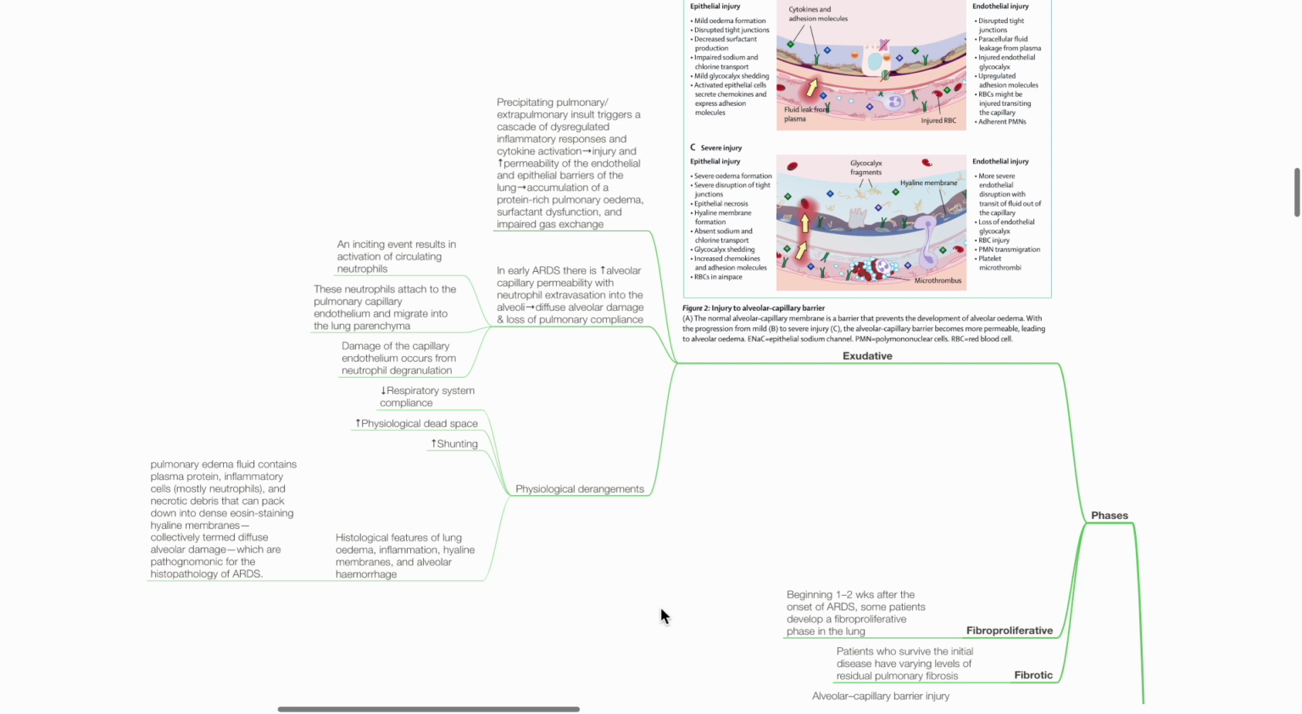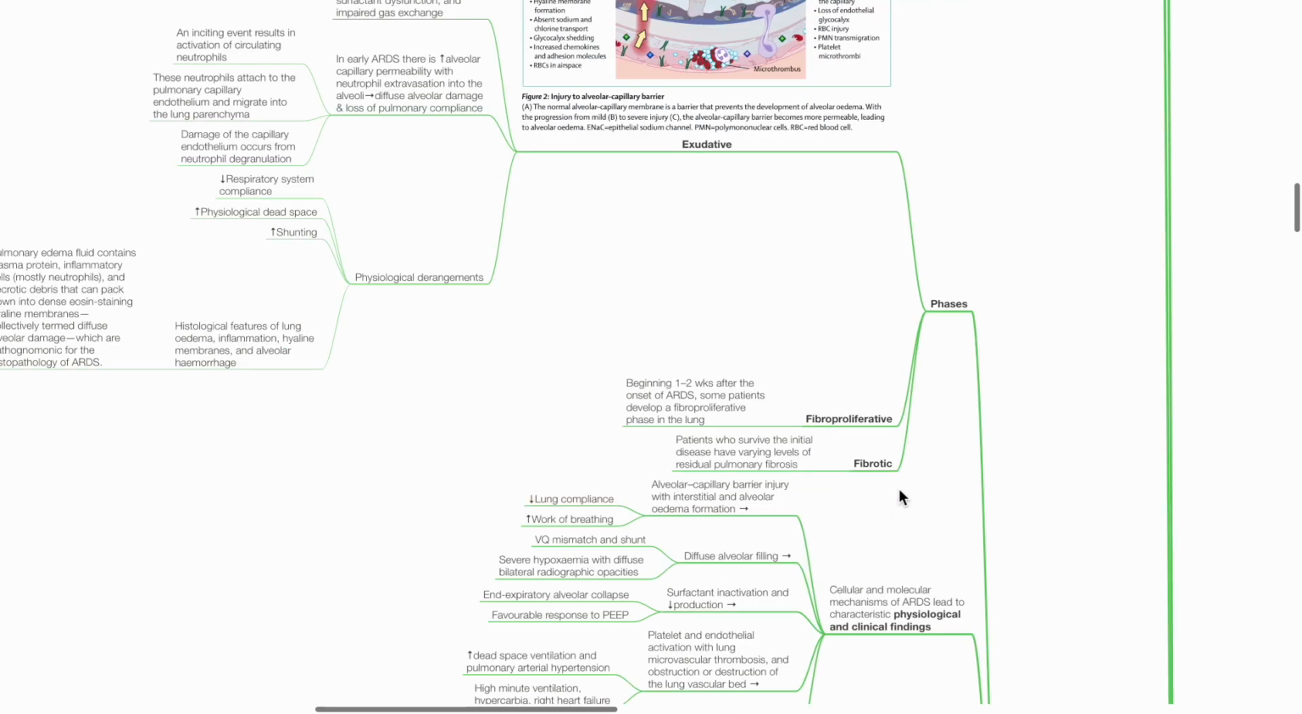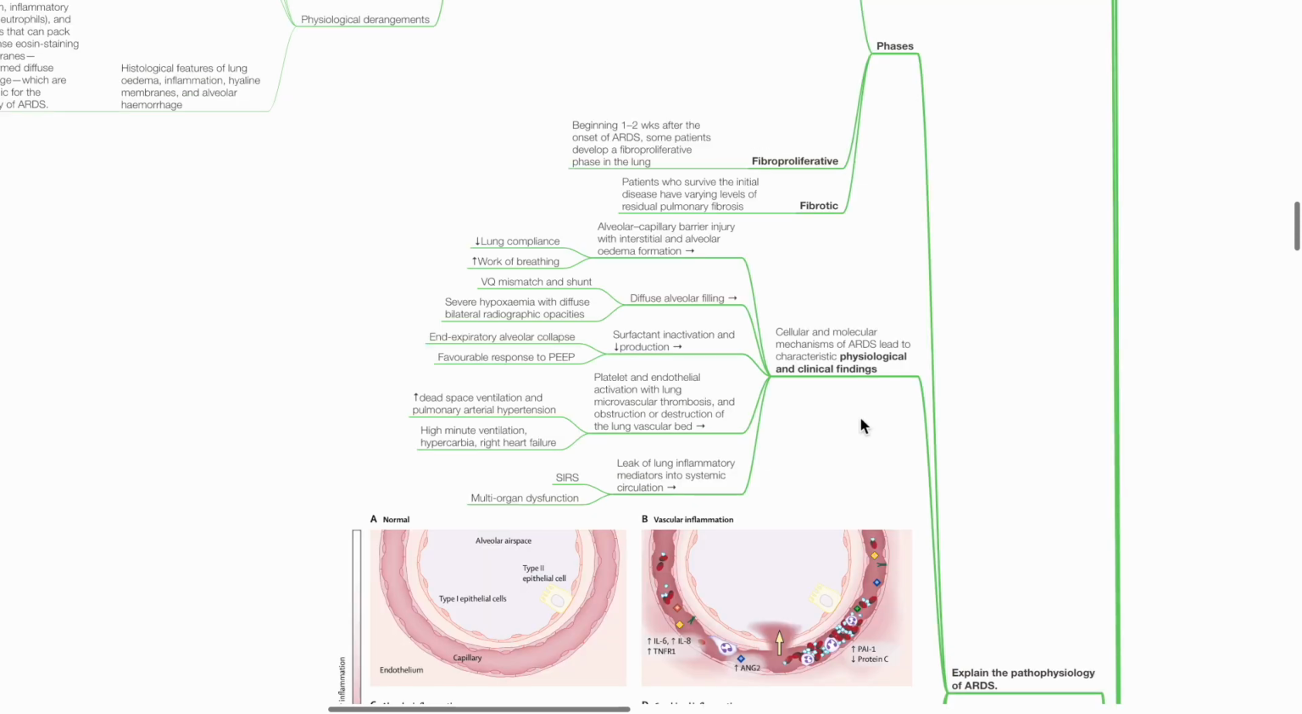The fibroproliferative phase begins 1 to 2 weeks after the onset of ARDS. Patients who survive the initial disease have varying levels of residual pulmonary fibrosis. Cellular and molecular mechanisms of ARDS lead to characteristic physiological and clinical findings. Alveolar capillary barrier injury with interstitial and alveolar edema leads to reduced compliance and increased work of breathing.